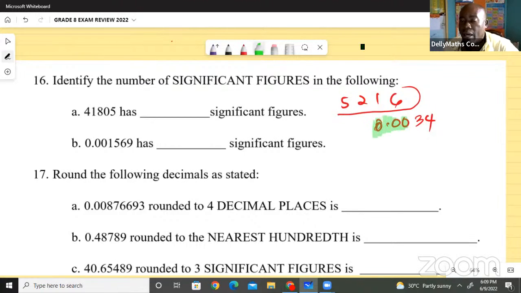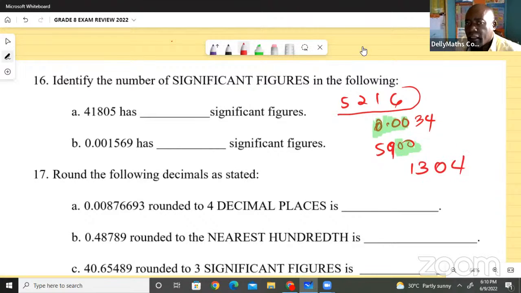At all times, all digits are significant. The only thing we worry about is the zeros. So the zeros at the front are never significant. When you see zeros at the back and there is no decimal point or anything, they are not significant as well. Zeros become significant when they come between. So if we have 1, 3, 0, 4, this 0 is between other significant figures. There is one significant figure there, there's another significant figure there, and the 0 is between them, so this 0 becomes significant.